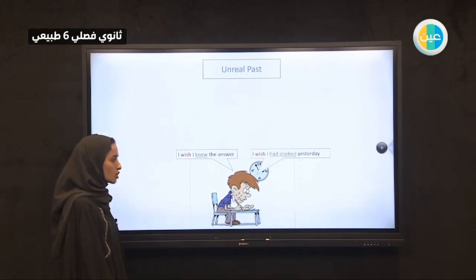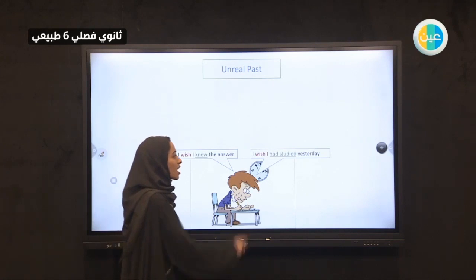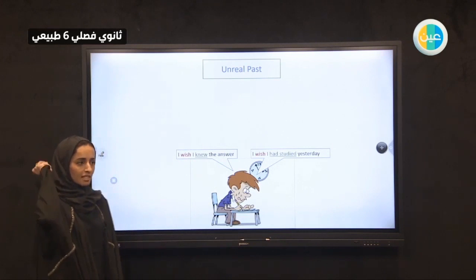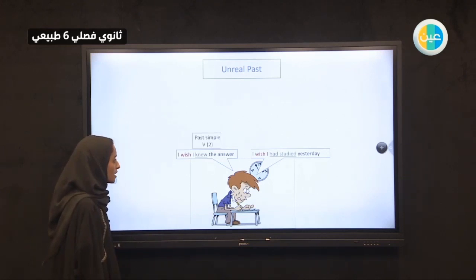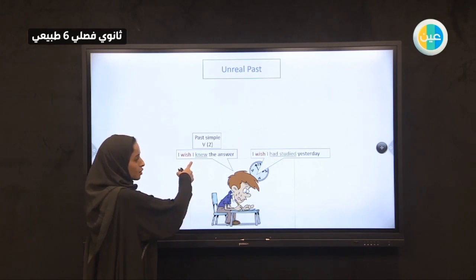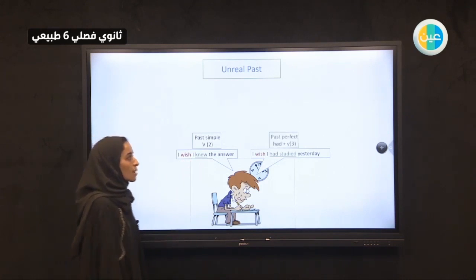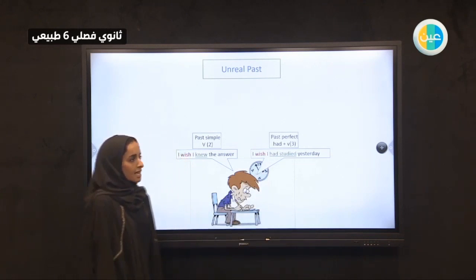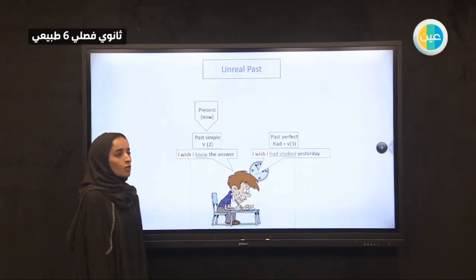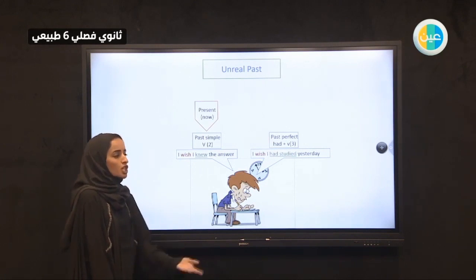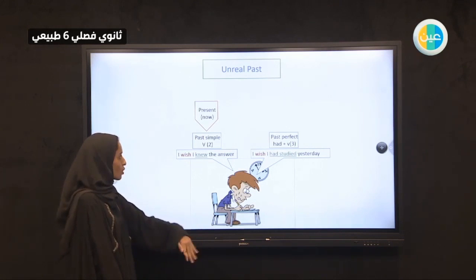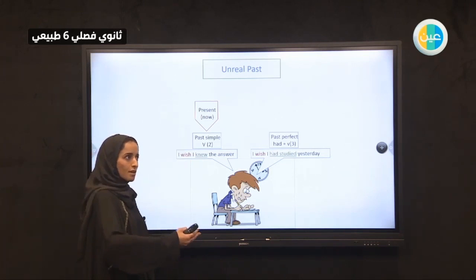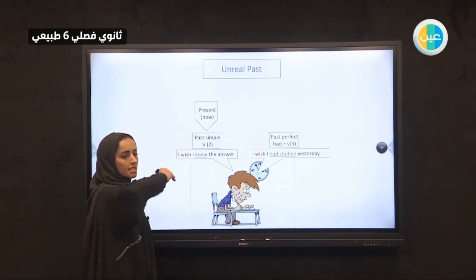And about yesterday, when he was playing, he could say, I wish I had studied yesterday. He referred to something that he had done yesterday. So here we used a past simple, verb number 2, and there we used a past perfect, which is had plus verb number 3. Okay, that's it. If you are speaking about something that you wish happened now, you would use the past. If you remember the reported speech, we will go one tense backward.